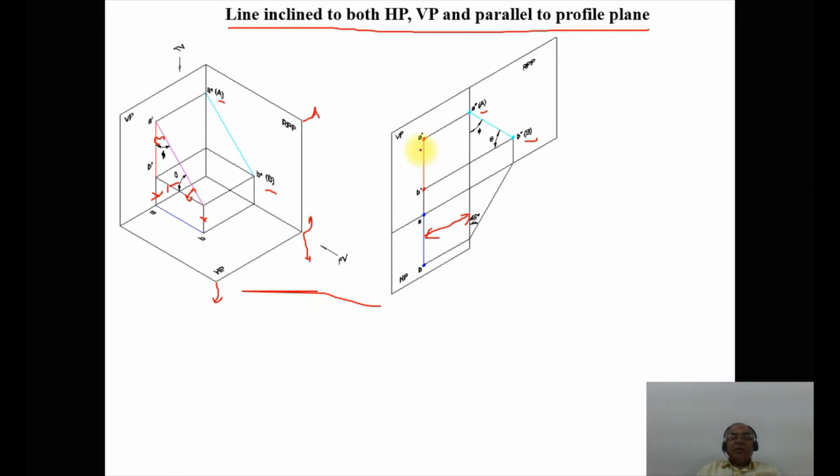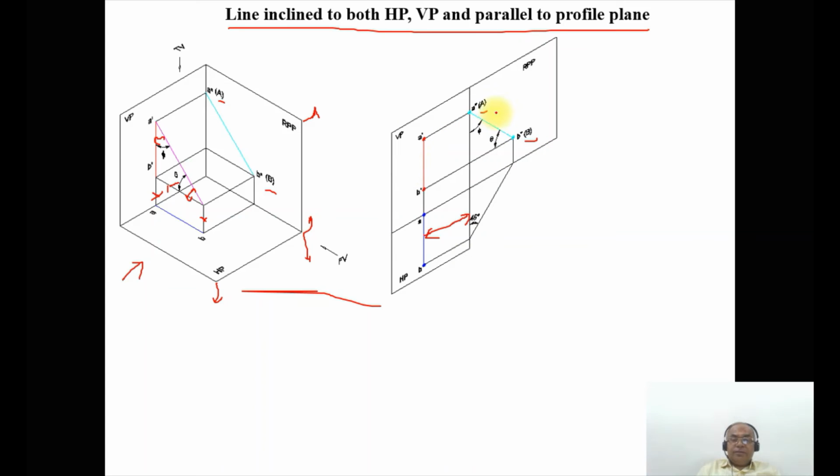But how exactly does the line look? As I see from the side view, you will get that inclination like this. Therefore, in this case, you can see that the line is inclined to HP and inclined to VP, but parallel to the profile plane, because the line is equidistant from the right profile plane. So therefore, you are getting the true length in the right profile plane.